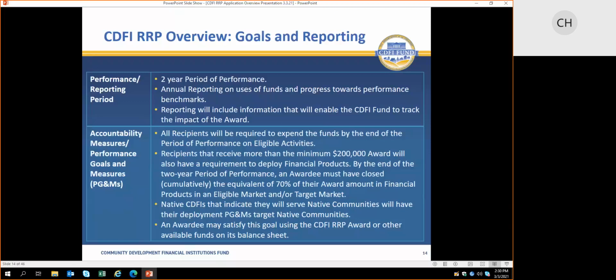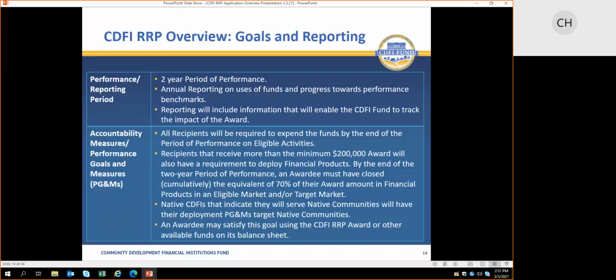A PG&M that is exactly the same will apply to your RRP award, so that should not be something that is too difficult for you to understand. Again, 90% of the initial payment within the first year of the period of performance, and the full amount of the award must be expended by the end of the period of performance. So if you receive a minimum award amount, that's the only PG&M that you'll have, just to expend the award in one of the eligible activity categories.